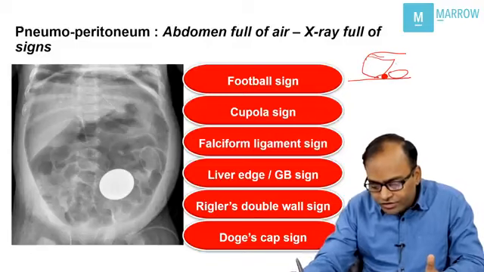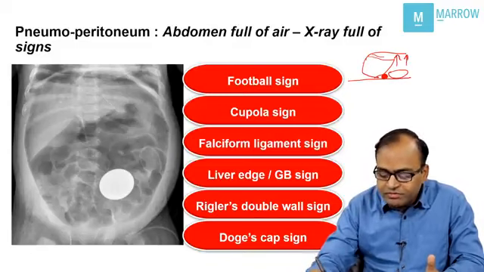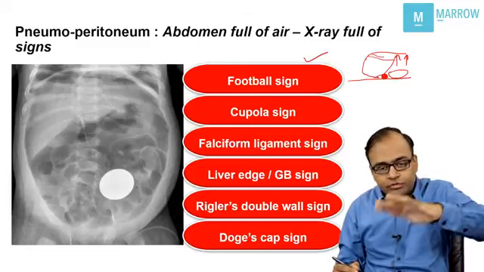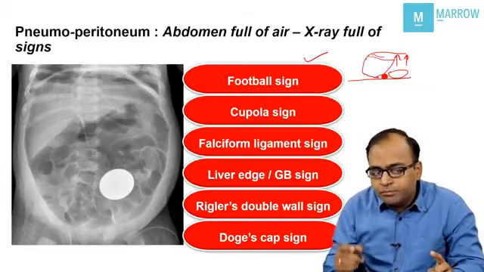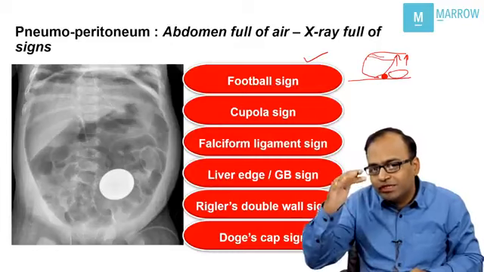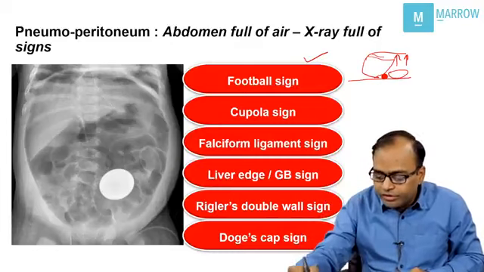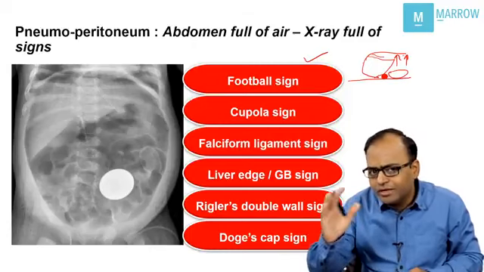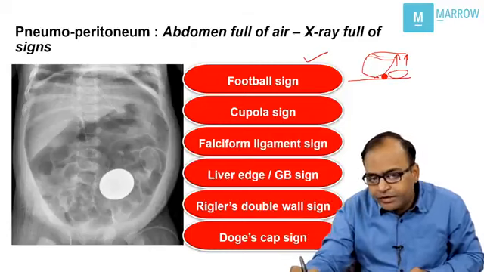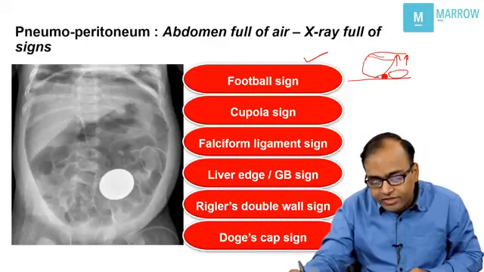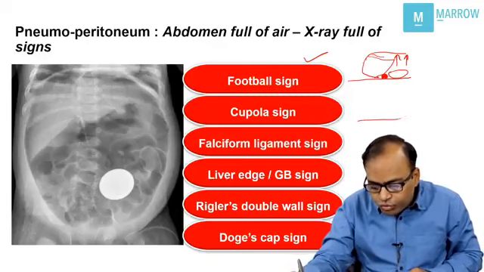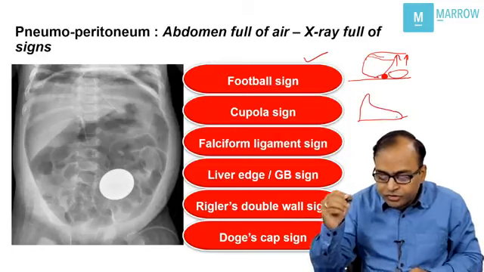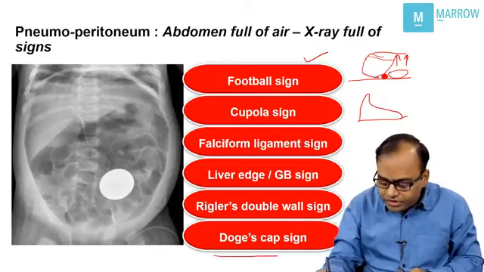Now remember, air always has a tendency to rise up, and that is the reason why we get this football sign when the air rises up just below the anterior abdominal wall, correct? But sometimes air goes and gets trapped in the dependent part here. Air usually rises to the non-dependent part. Sometimes, however, it gets trapped in the dependent part in the Morrison's pouch. When it gets trapped there, it creates a more or less triangular appearance, an eccentric triangular appearance like this. This is what is called the Doge's cap sign.